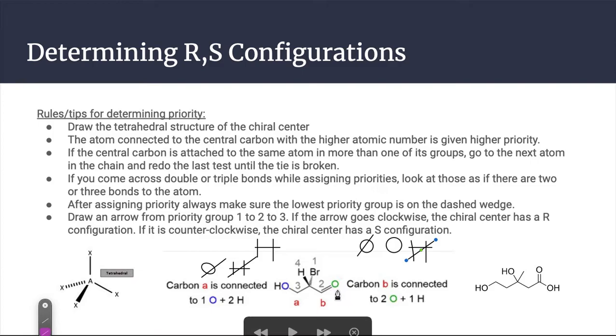There's a third way, which isn't actually an official way. It's more of what I do, which is actually a little harder than the second one, but it just makes more sense to me. So what I do is I imagine myself holding on to one of these normal bonds or normal chains, so either group 3 or group 2. So basically not one of the wedges.